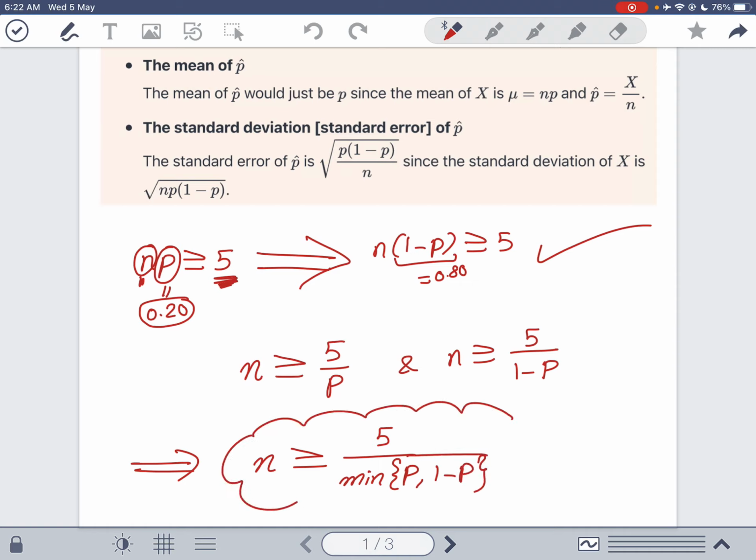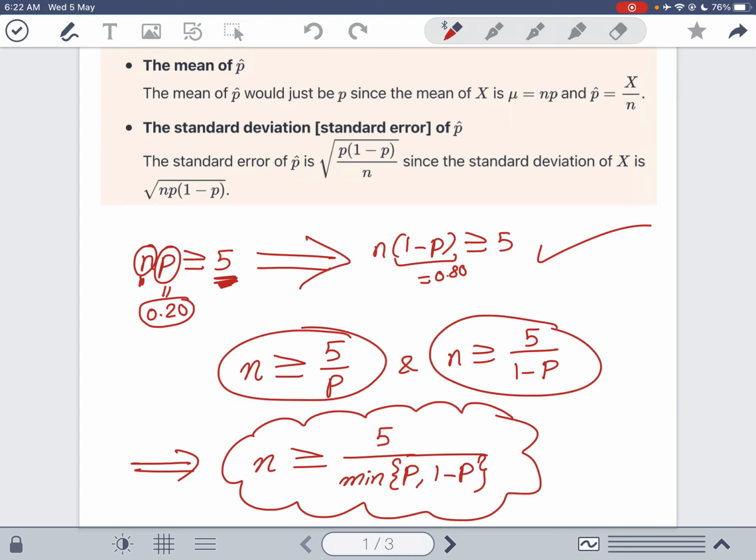If you understood what I said, then this will be your condition. You can combine them into one, okay? Because if one of the two inequalities is satisfied, then the other will be satisfied automatically, because we have p here and 1 minus p there, they're related.